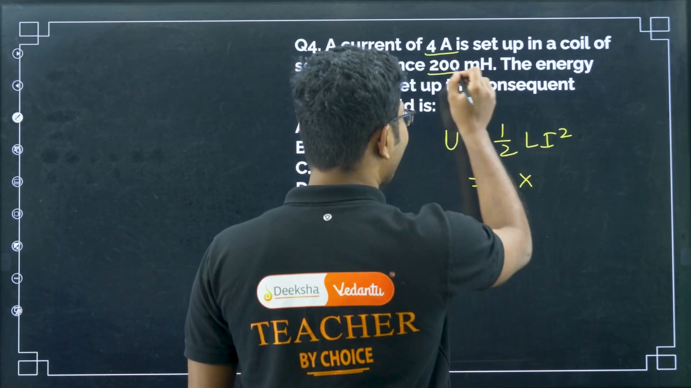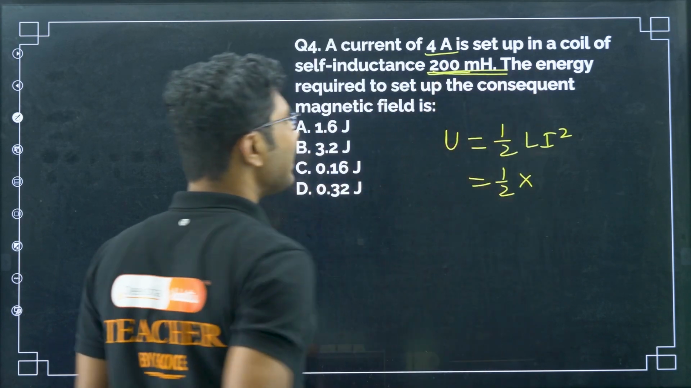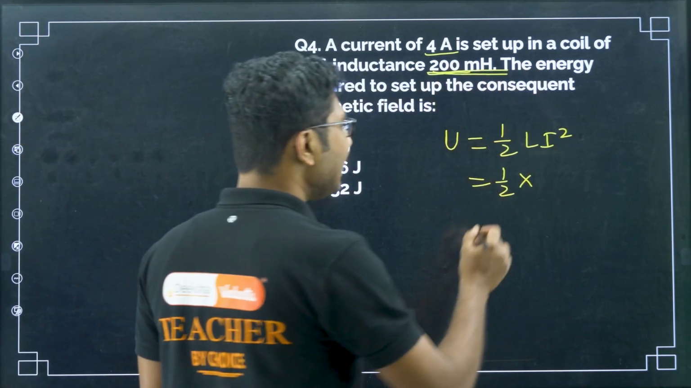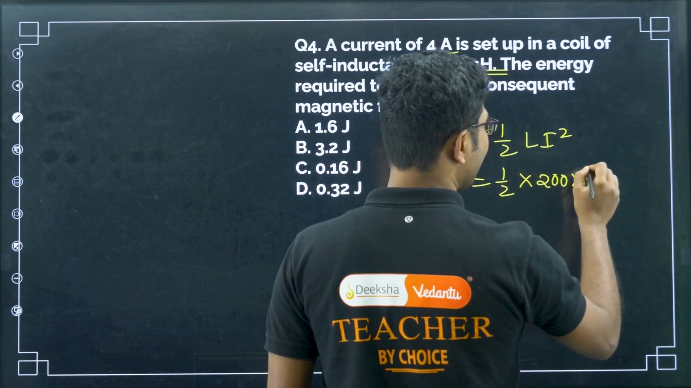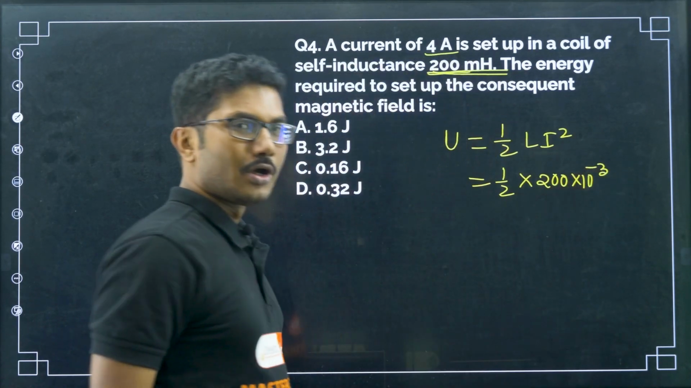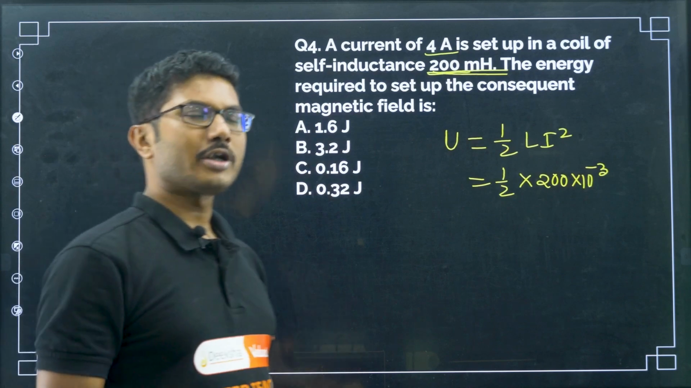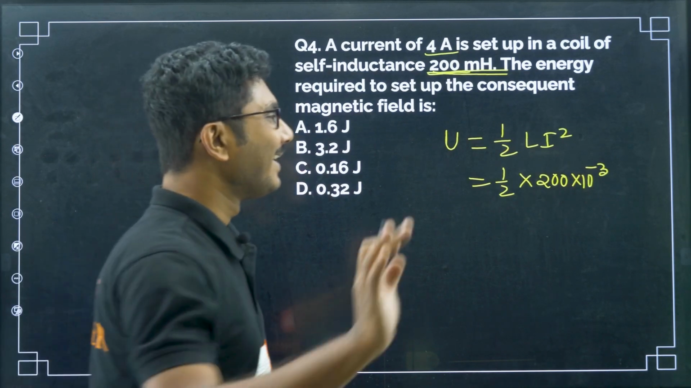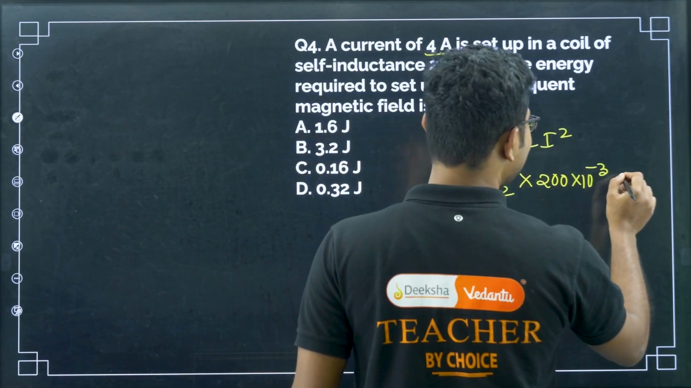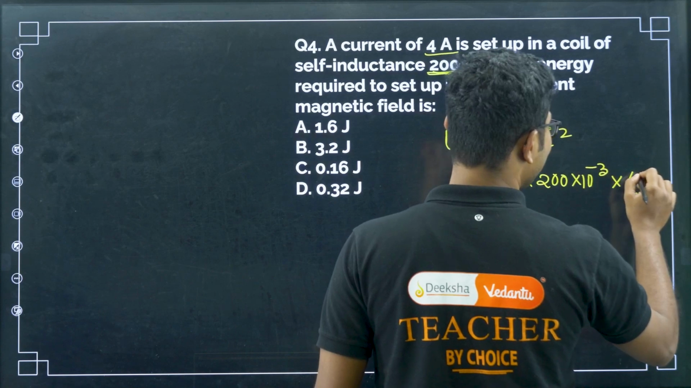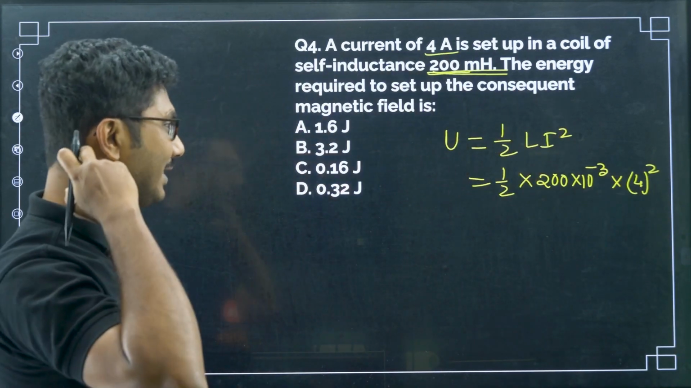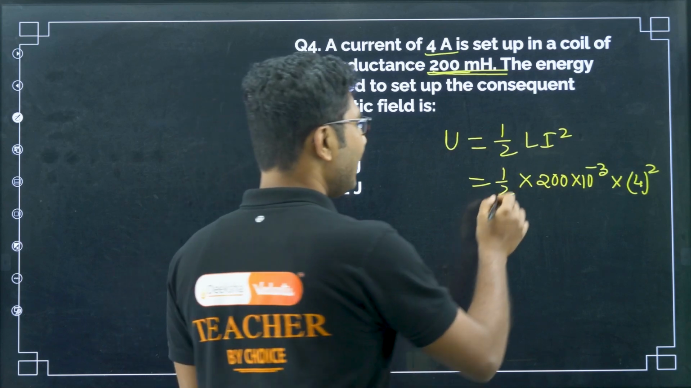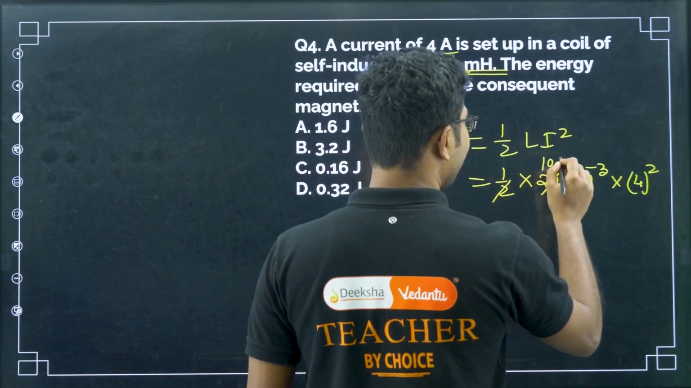So, 200 millihenry, the only thing you have to be careful about is this term. Milli means 10 to the power of minus 3. So, you have to convert it into Henry only, so we cannot use milli anymore, but ampere is fine. So, you will use 4 square. This is the formula, just calculate.